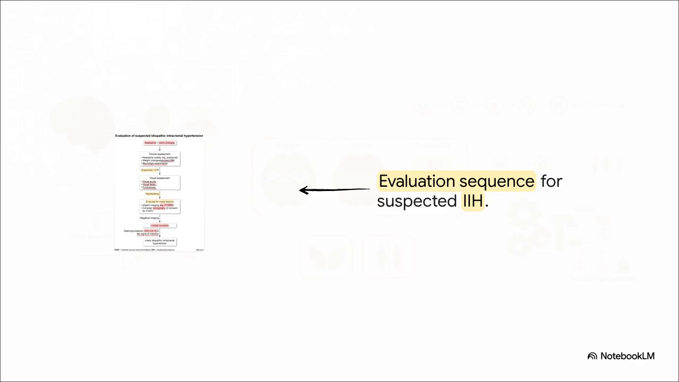You have to definitively rule out mass lesions or obstructive hydrocephalus first. And if there's any clinical concern for a cerebral venous sinus thrombosis, you need to add an MR venography. Only after the imaging clears them can you safely perform that lumbar puncture. The diagnostic finding you're looking for is an elevated opening pressure that's greater than 250 millimeters of water in obese patients, with absolutely zero signs of infection in the CSF.